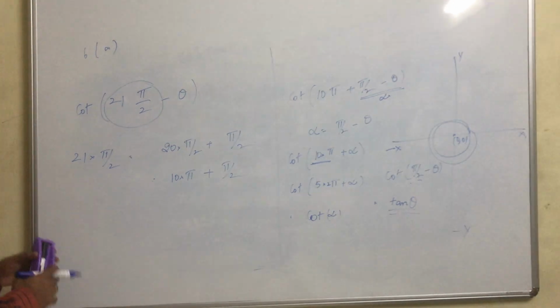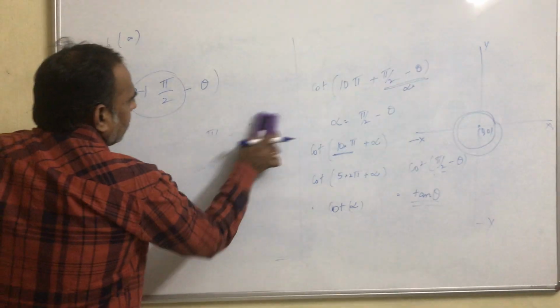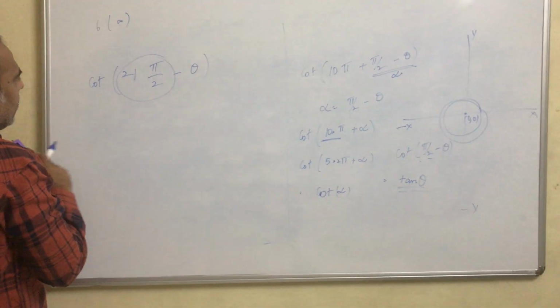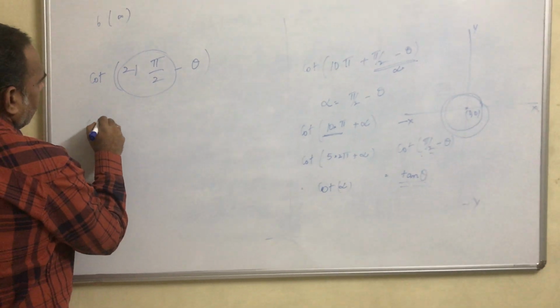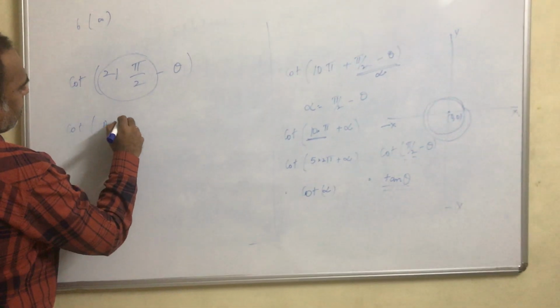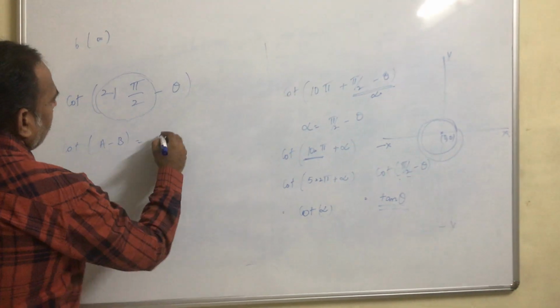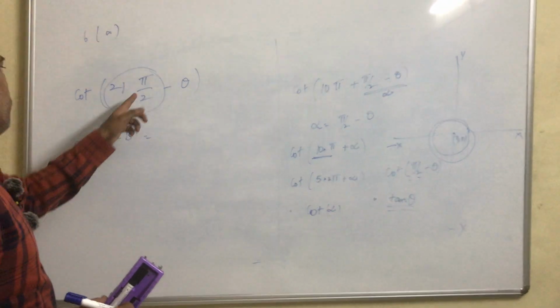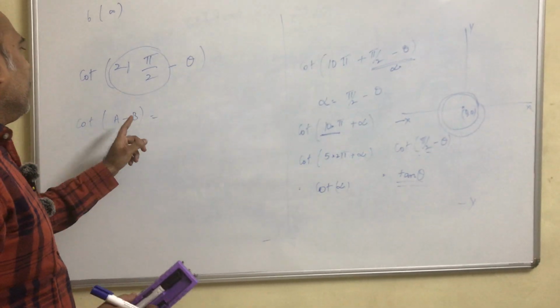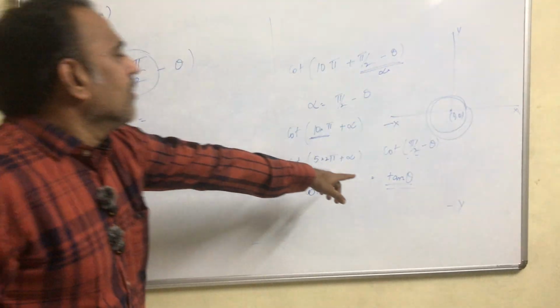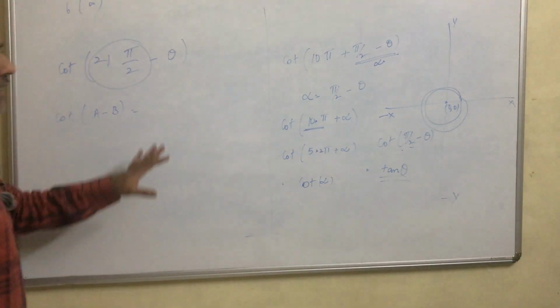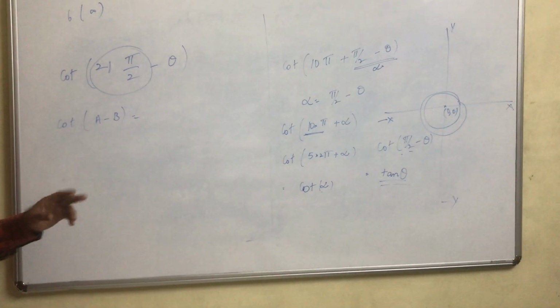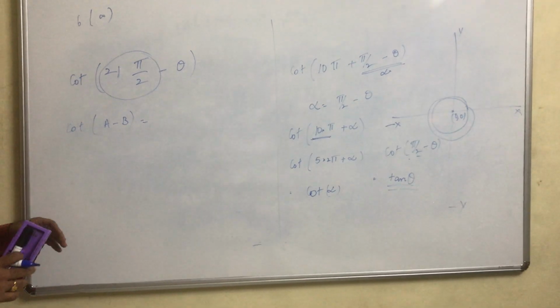If we don't know all these things, we just use the formula, right? Cot of a minus b formula. Just substitute 21 into pi by 2 in a and theta in b and simplify that, so that we will get tan theta. This is one way of solving the problem. These are two ways. Okay, just note it down.